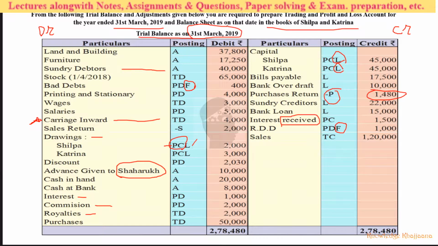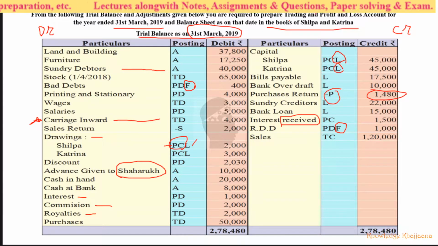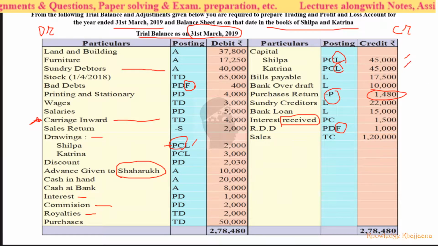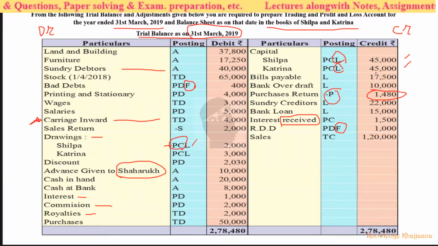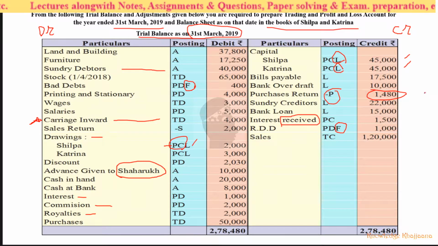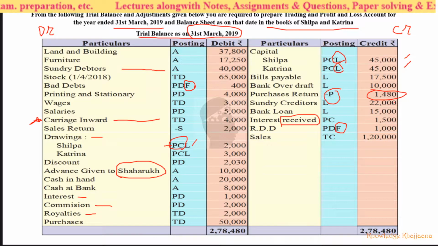Okay, now let's see. In this problem, the profit sharing ratio has not been given, and the capitals are the same. So, if the profit sharing ratio is not given, it is assumed that it must be 1:1. Means equal, same, 50-50%, according to the Indian Partnership Act 1932.